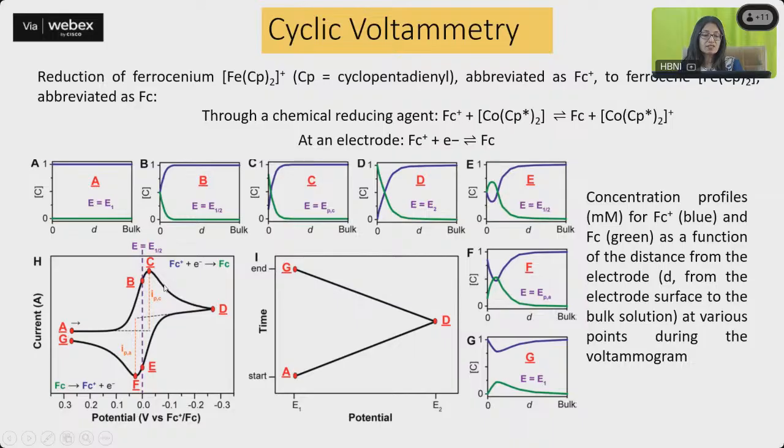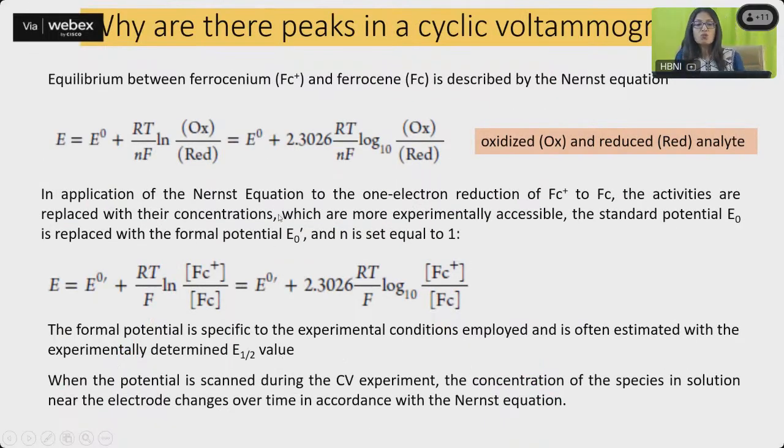If you look over here, what is the convention which has been used? You have higher potential here and lower potential here. So for this particular plot, this is the US convention which is being used. The reduction is happening here, and the oxidation is happening there on the bottom side. So why are these peaks there in the cyclic voltammogram?